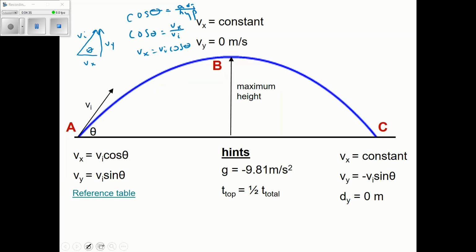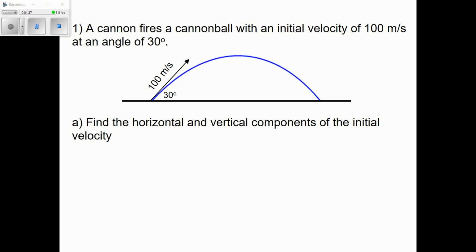And what we're going to do now is go through the classic problem. Imagine you have a cannonball fired from a cannon with initial velocity 100 meters per second and an angle of 30 degrees. The first part you always do, if you get the velocity and angle, is you break the velocity up into parts, into components. So I'm going to draw the picture here. 100 meters per second.